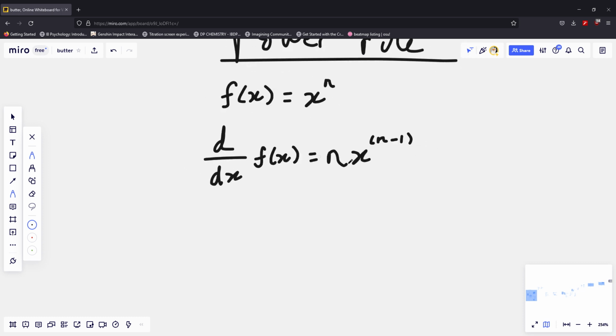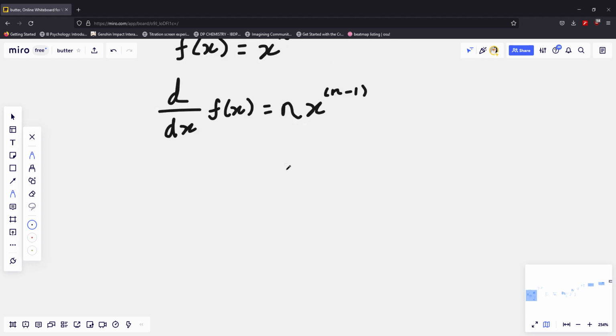Okay, so this seems a bit complicated at first, but really it's something you can do in your mind. It's super easy. So let's take this for an example. Let's say I wanted to find the derivative of x to the power of 5. Now pause the video if you want to figure it out.